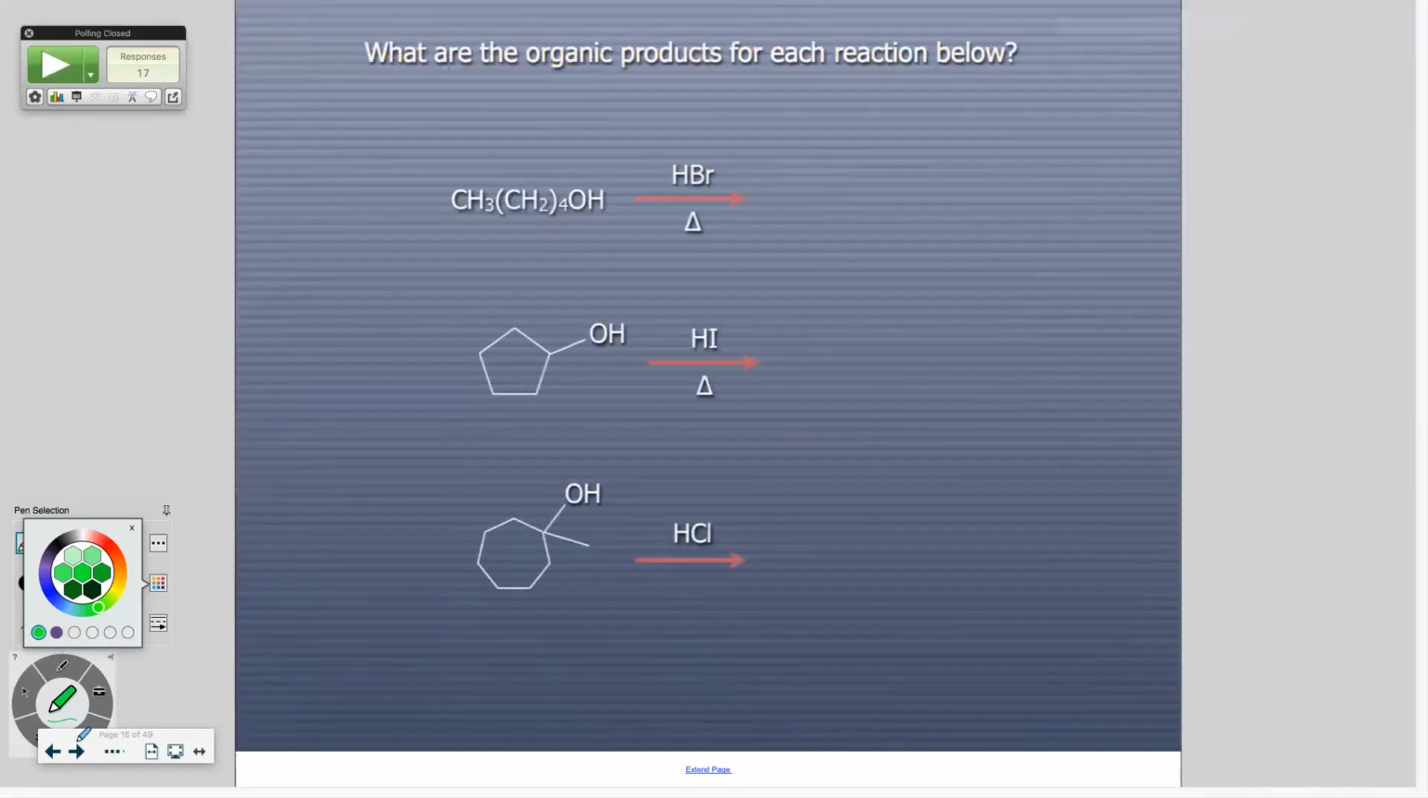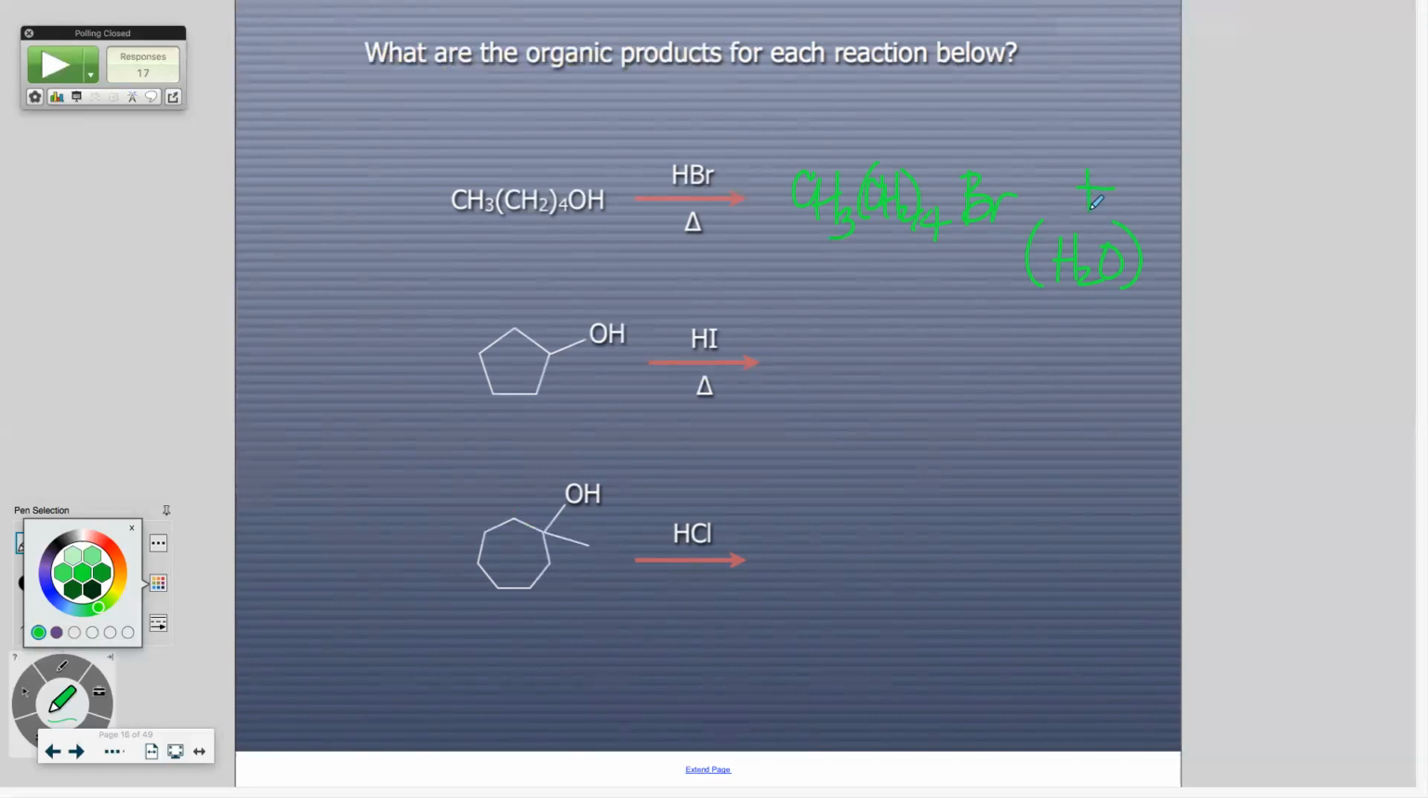All right, so what are the organic products for each reaction below? What do you think about that first one? Here's your clue. What are we going to do? We're going to substitute a what for a what? A bromine for an OH. The byproduct that's formed, I'm only writing it so that you think about the mechanism. What happens first? The alcohol gets protonated, and then the bromide comes in.